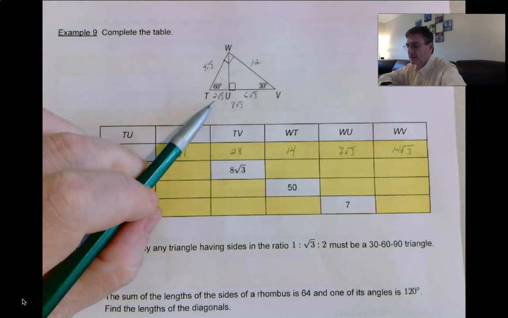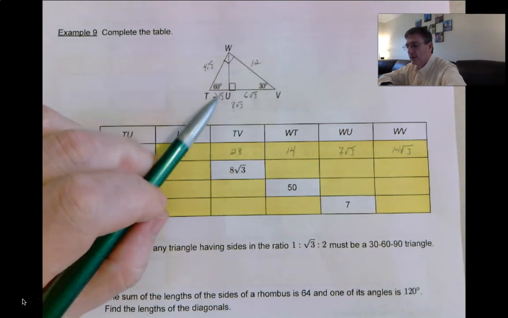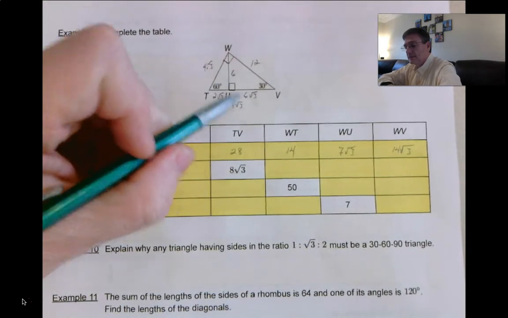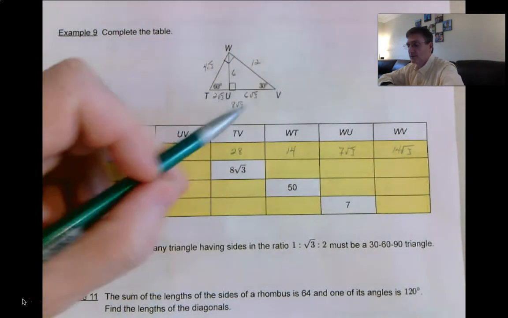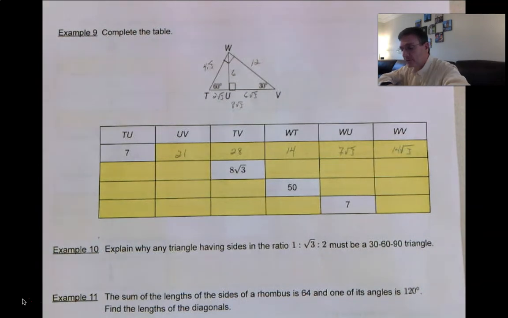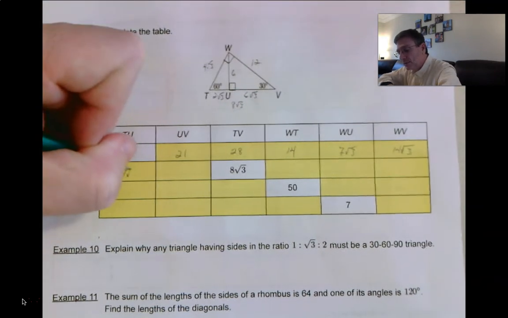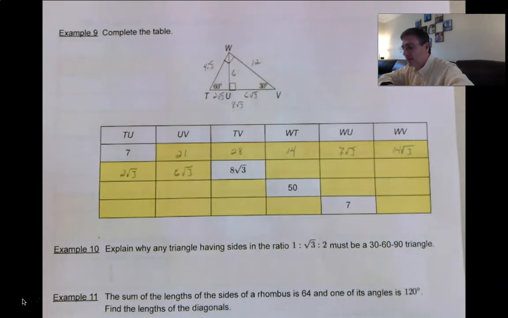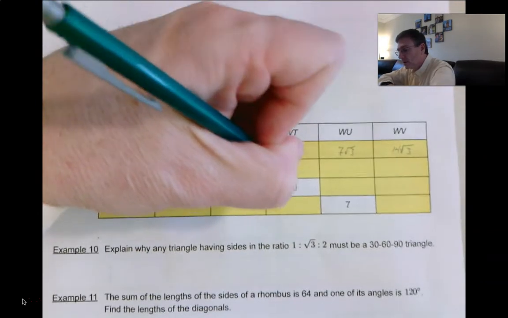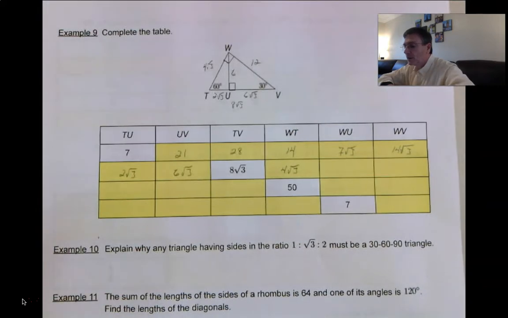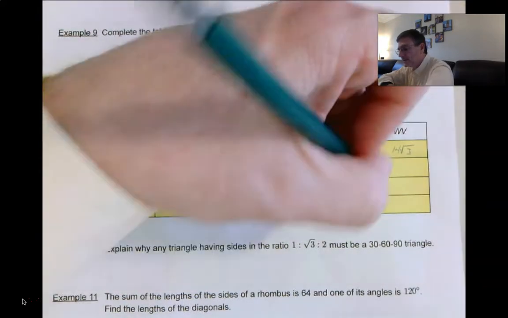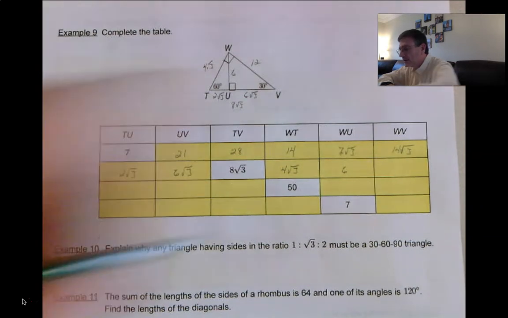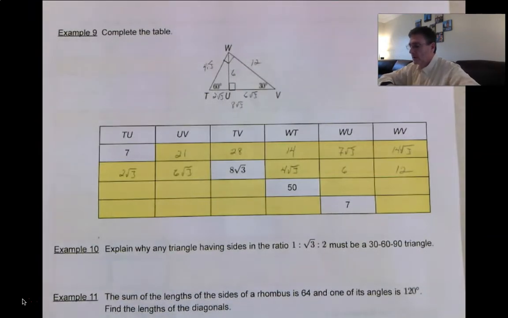We can get that another way in a second. 2 square root 3 times square root 3 is going to be 2 times 3, or 6. And 6 times the square root of 3, 6 square root of 3. Two different ways to get this one. Okay, now let's start filling these in. TU 2 square root 3, UV 6 square root 3, WT is 4 square root 3, WU 6, and WV is 12. Okay.